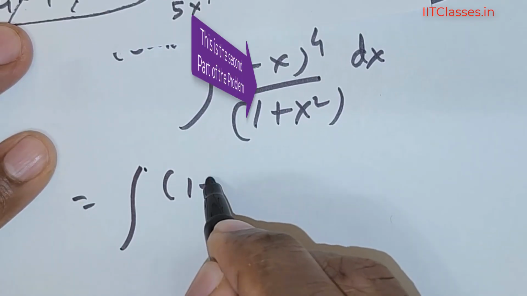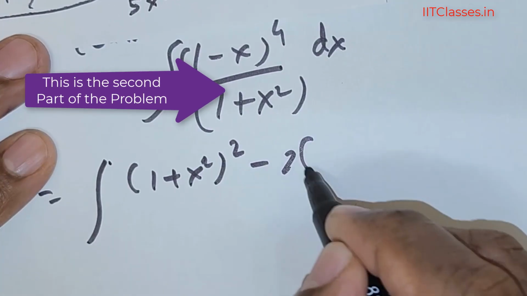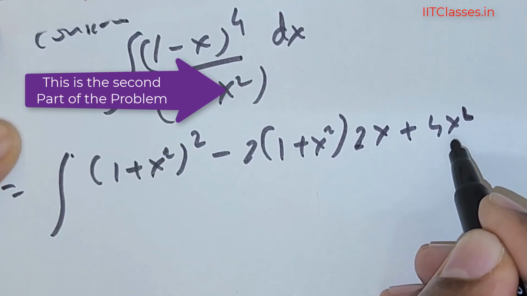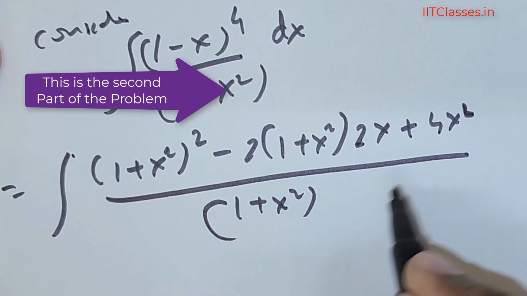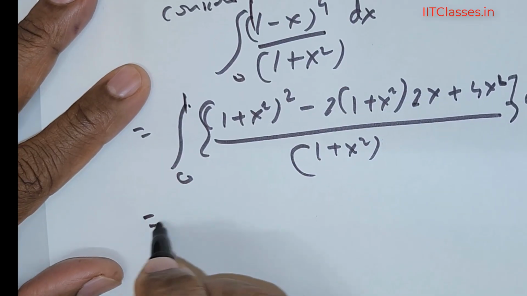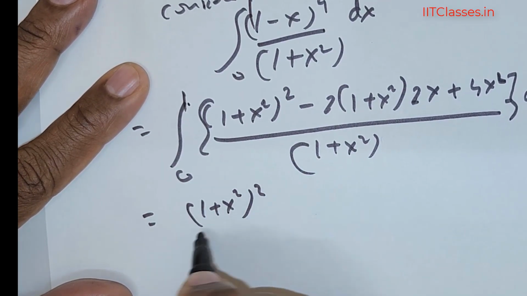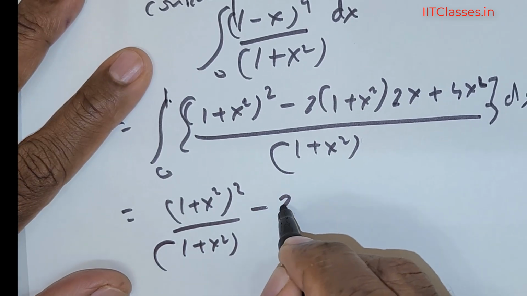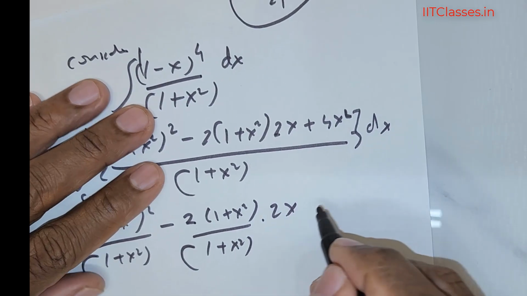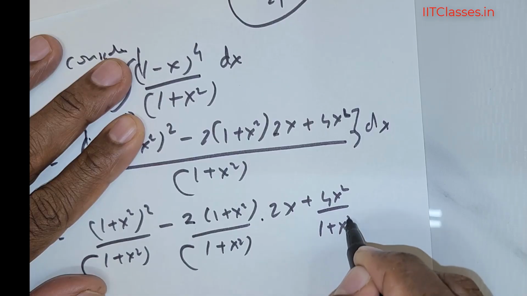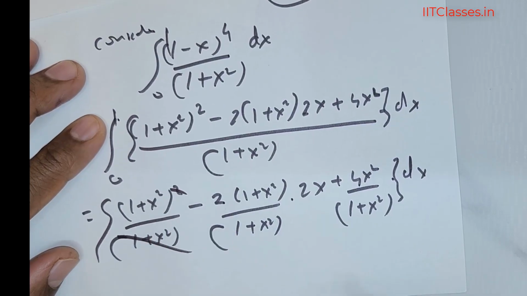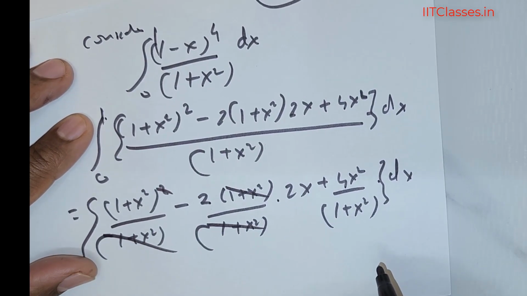This is going to be (1+x^2)^2 - 2(1+x^2)(2x) + 4x^2, divided by (1+x^2), times the dx. Okay, 0 to 1. So this is going to be (1+x^2)^2/(1+x^2) - 2(1+x^2)/(1+x^2) times 2x, and + 4x^2/(1+x^2) times dx. So 1+x^2 and 1+x^2 go away, these two go away.